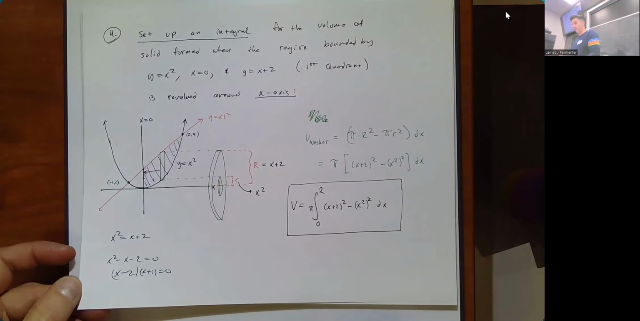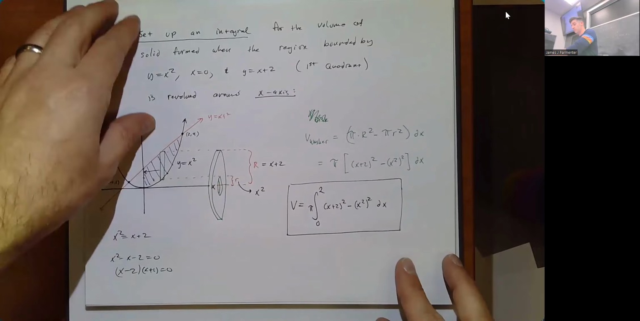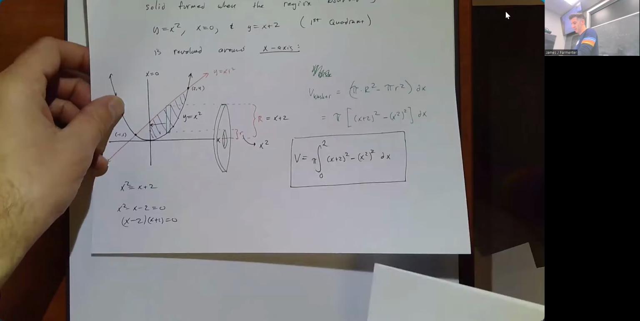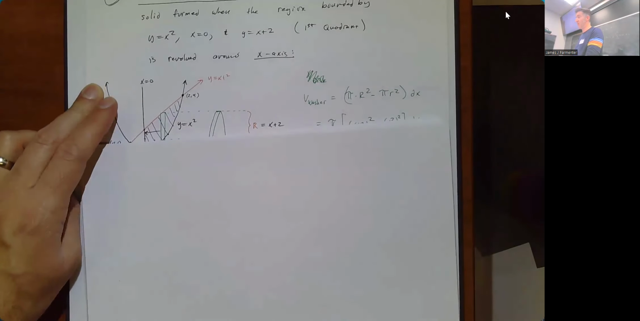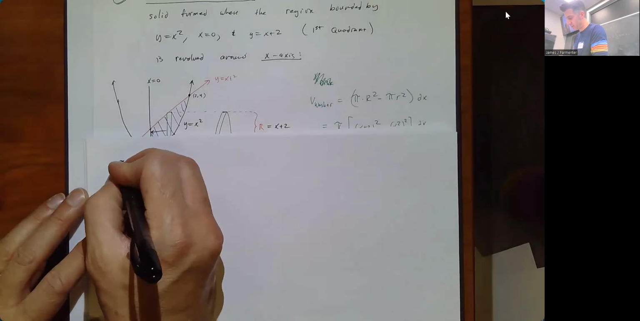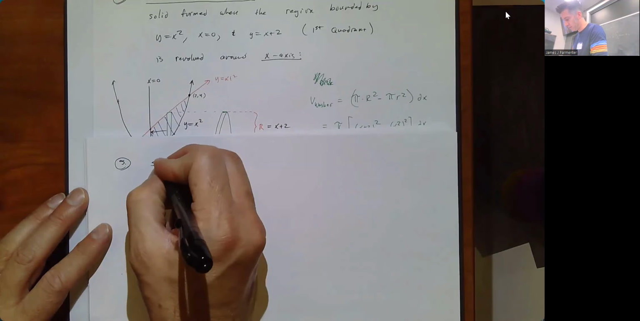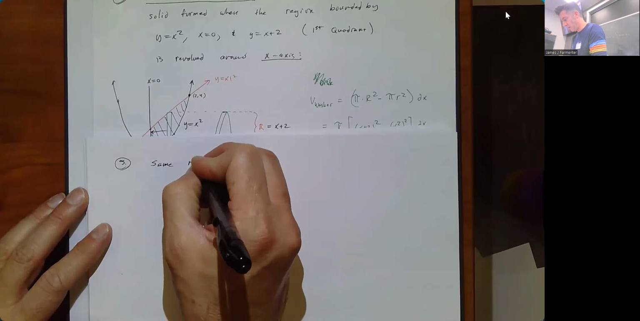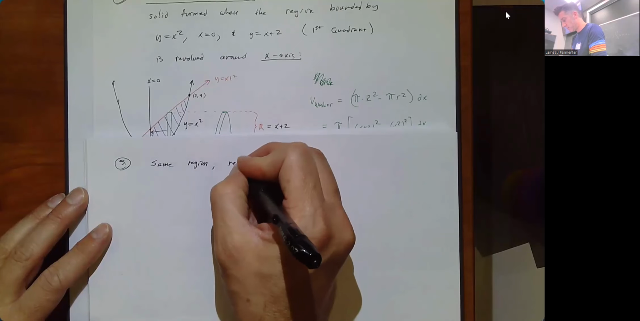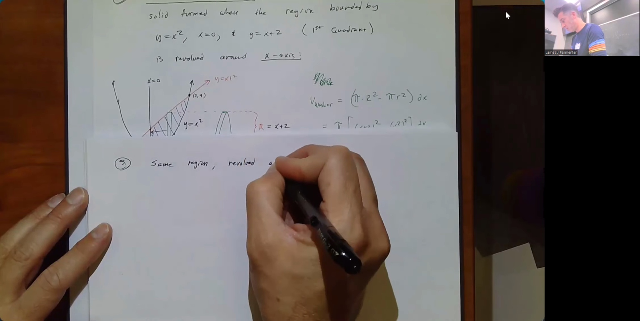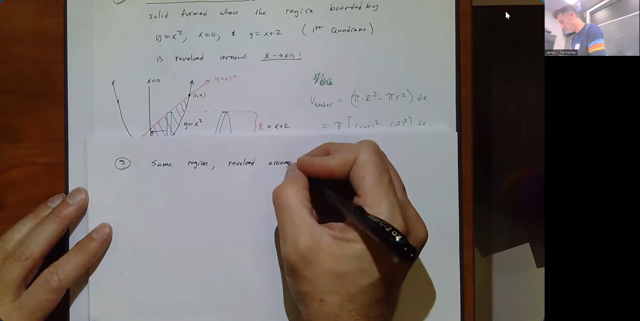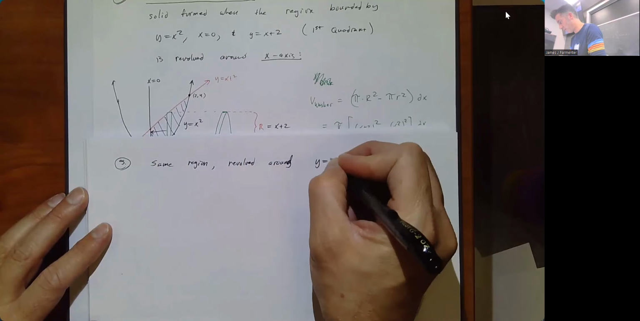What if instead I wanted to find the same region, but now we're going to revolve it around a different axis, not the y-axis yet, although we are going to do the y-axis. So same region, but now we're going to revolve it around the line y equal to 4.